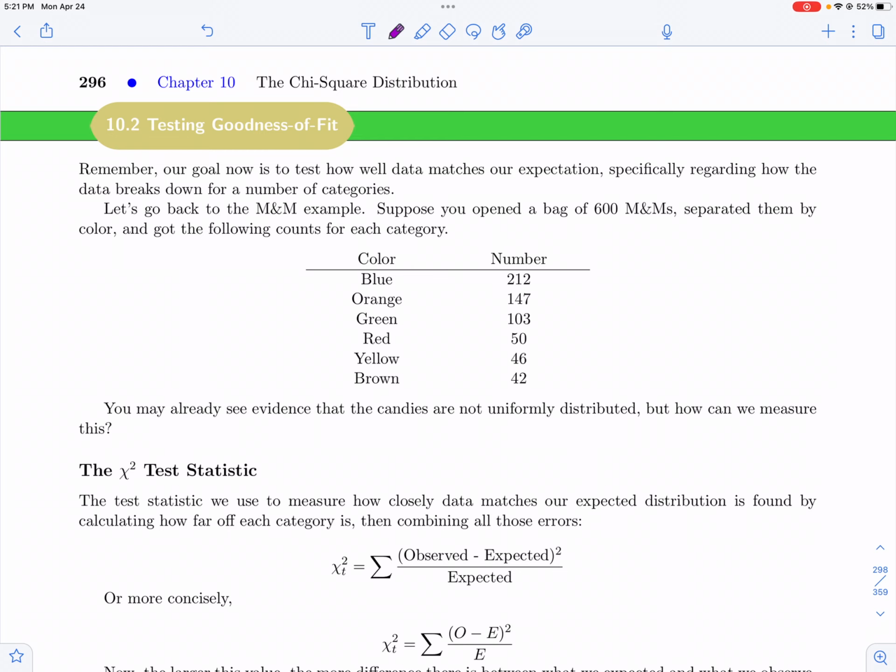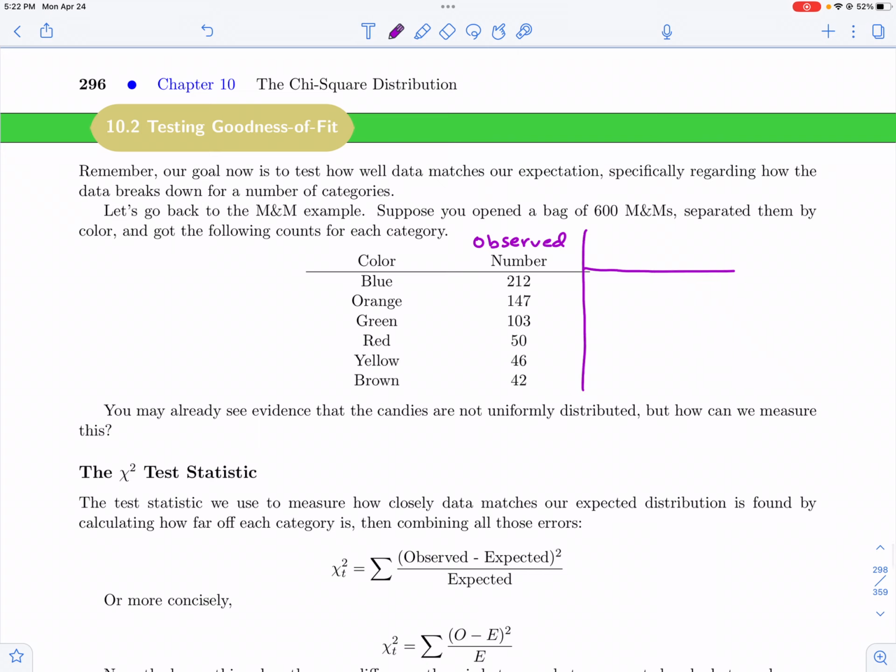So the idea is if we've got colors of blue, orange, green, red, yellow, and brown, then the number that we have here is what's going to be called our observed. So this is what we noticed when we opened up our bag. And what we might predict is that, on a bag of M&Ms, maybe every color is equally likely to occur, that there should be the same percentage of every one of them. Now, we know from past examples that we've worked on that that's not the case. There's a certain distribution that goes into each one of them. But let's just pretend for a second that all of these are equally likely to occur.